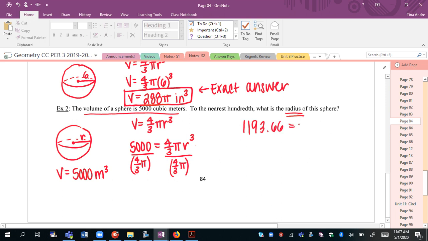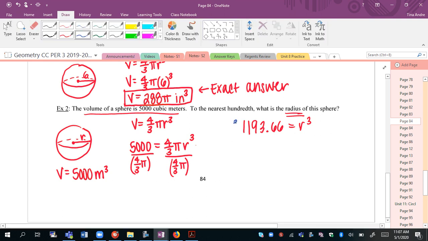1,193.66 equals r to the third. And I know that there's more decimals there, but I'm not going to worry about that yet. Now what I need to do is get r by itself. So to get r by itself, it's being raised to the third. So what I'm going to do is I'm going to cube root both sides. So cube root. And that's going to get me r.